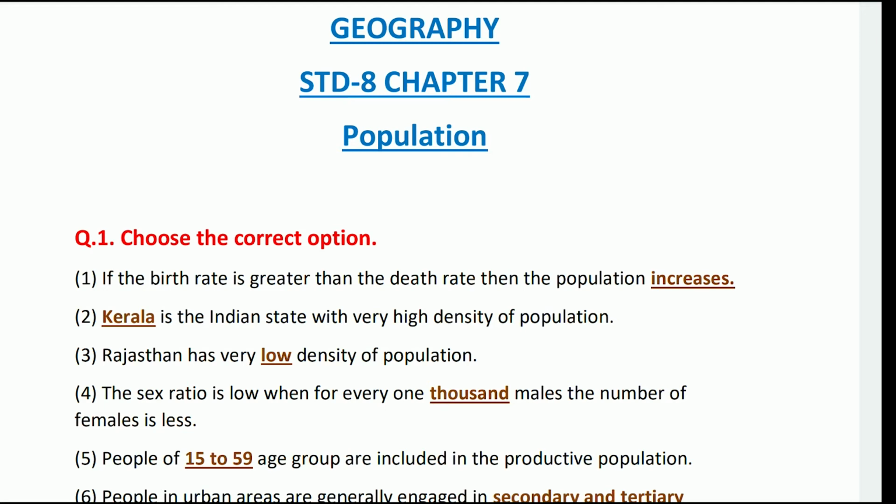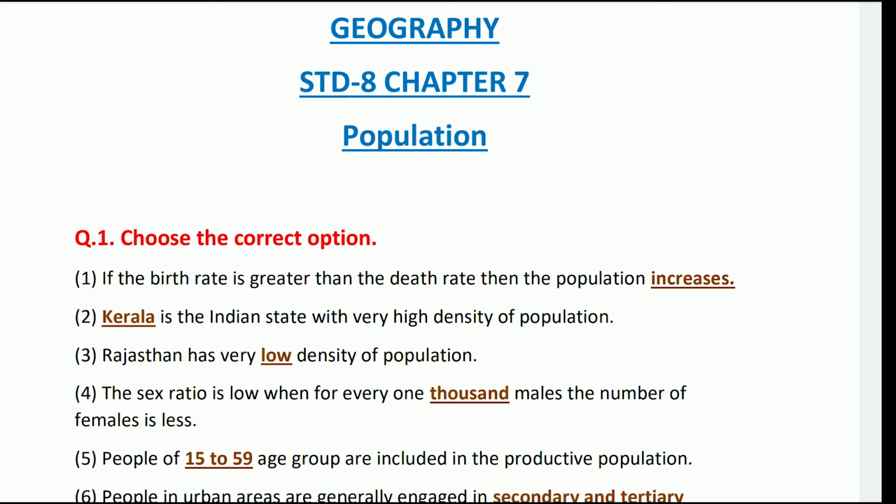So first, our question is: choose the correct option. First, the birth rate is greater than the death rate, then the population increases. Kerala is an Indian state with a very high dense population. Rajasthan has a very low dense population. The sex ratio is low when, for every 1000 males, the number of females is less.